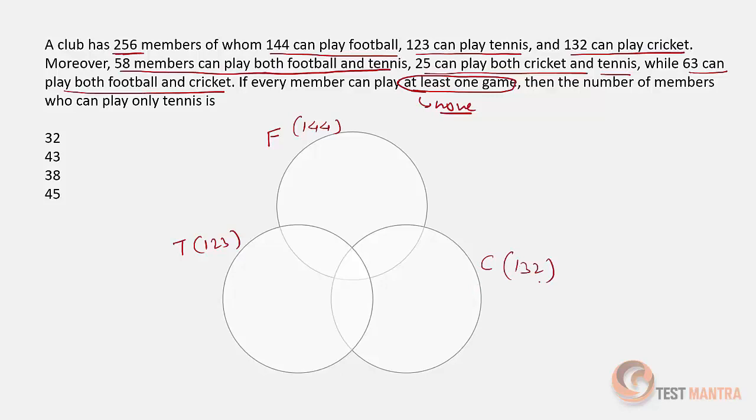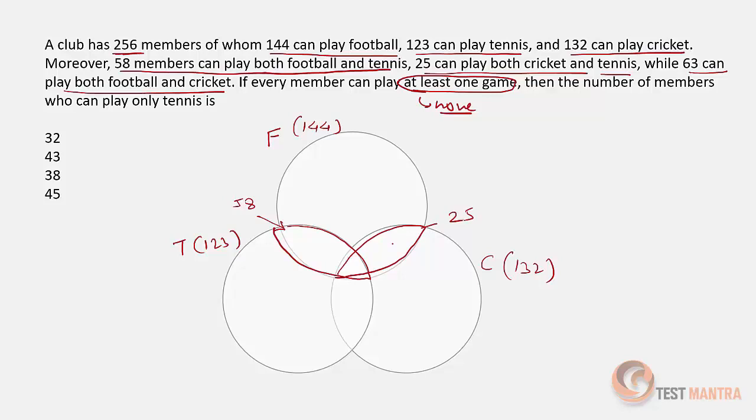Moreover, 58 members can play both football and tennis. So not football and tennis alone, right? So remember, this complete portion should be equal to 58. Similarly, 25 can play both cricket and tennis. So this part is nothing but 25. And it's given 63 can play both football and cricket.